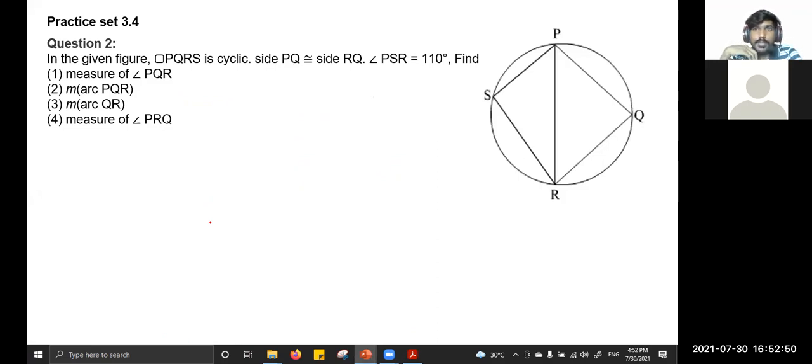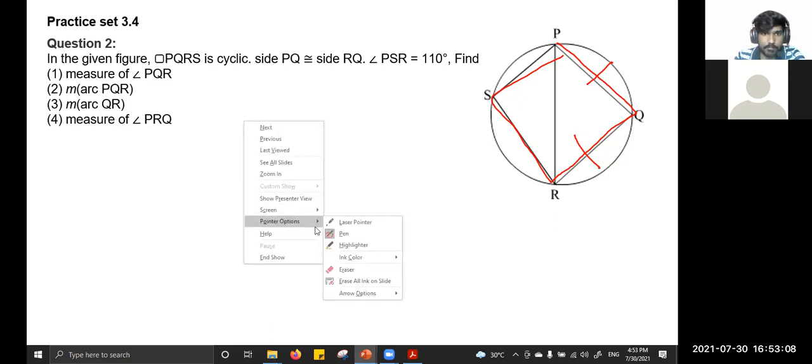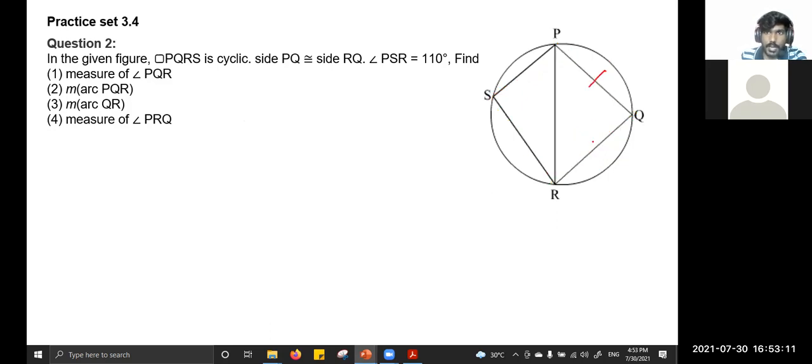In the figure, PQRS is a cyclic quadrilateral. Side PQ is congruent to side RQ. So PQ and RQ are congruent to each other. And angle PSR is 110 degrees. You have to find measure angle PQR. That is this one. You have to find the measure of this angle first.